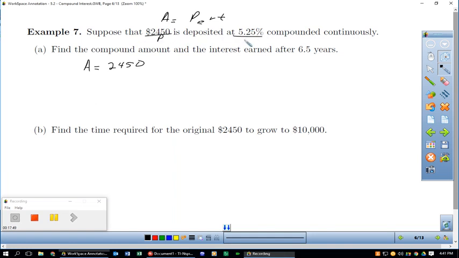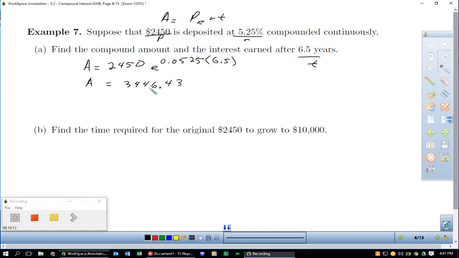We have our rate, and we have our time right here. So 2450 times e to the 0.0525 times 6.5. And we get a result of 3446.43. Okay, there is our compound amount.